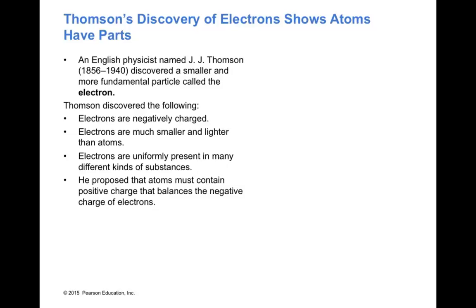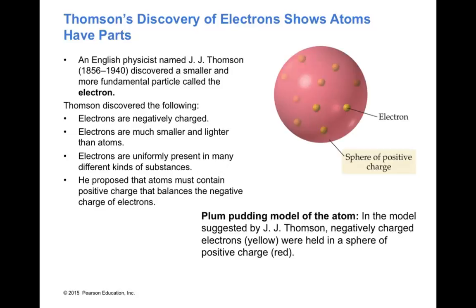The model that he established to represent the atom is known as the plum pudding model, where the negative charges, here represented in yellow, were held in a sphere of positive charge that is represented in red. So the sphere has a lot of positive charge, while the electrons are the small particles with negative charges.